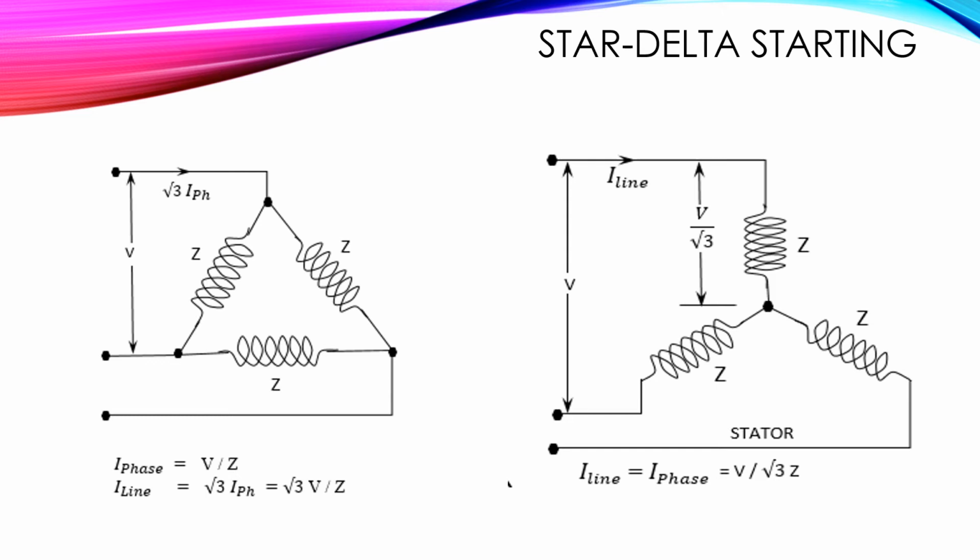In star connection, we can see that the line voltage is equal to root 3 times the phase voltage. That's why the phase voltage is equal to V by root 3, right? And the line current is equal to the phase current. So therefore in star connection, line current is equal to the phase current, and that is equal to V by root 3 multiplied by Z.